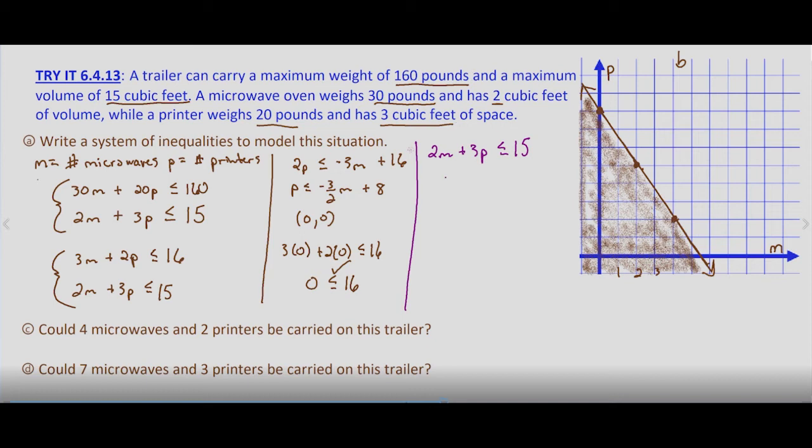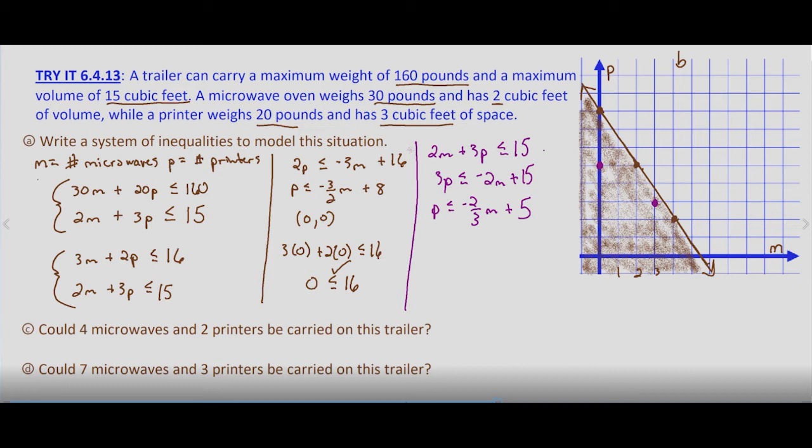So again, if I solve for p, this is 3p is less than or equal to negative 2m plus 15. And then p is less than or equal to negative 2/3 m plus 15 divided by 3 is 5. So our p or y-intercept is going to be 0, 5. If I'm at 3, negative 2/3 times 3 is negative 2 plus 5 is 3. So 3, 3. 1, 2, 3. 1, 2, 3.